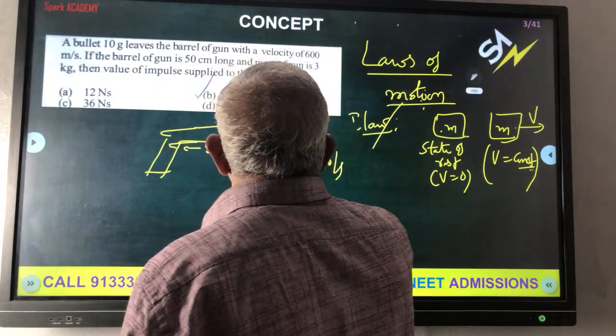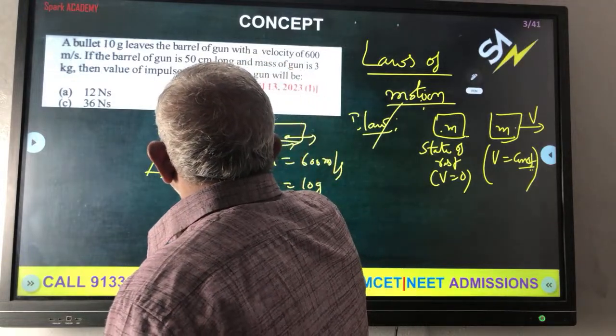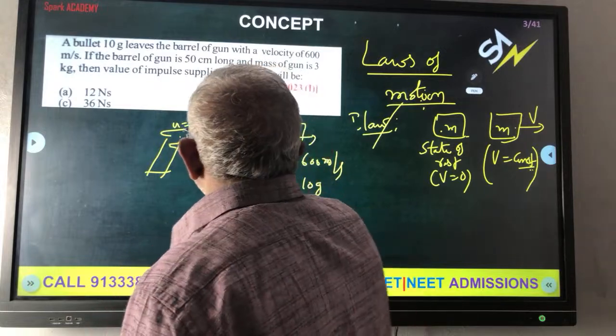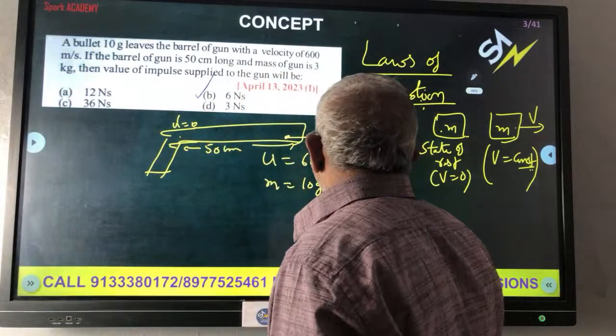Right, and it is leaving. Actually, it is initially at rest. By leaving, its velocity, let's say u dash, is 0. So the bullet will leave at 600 meters per second.